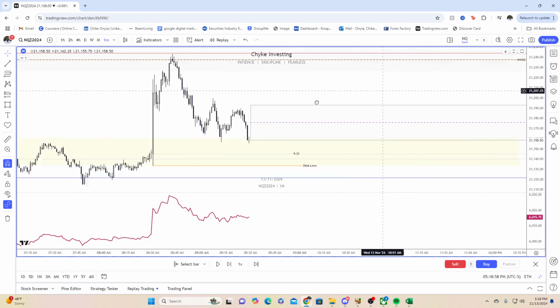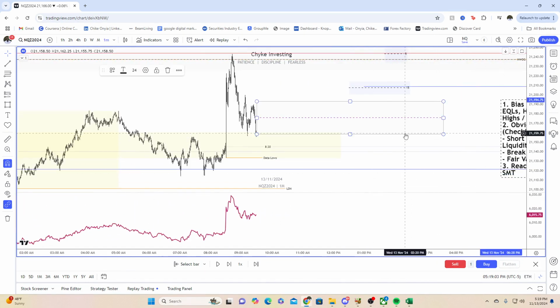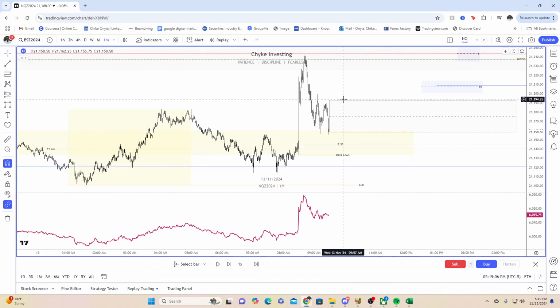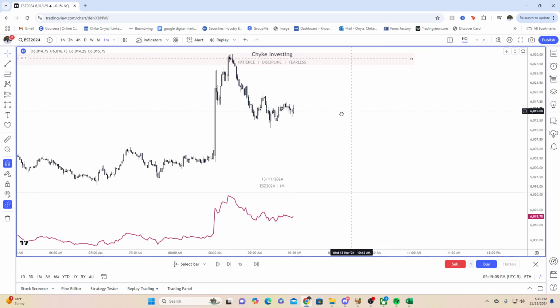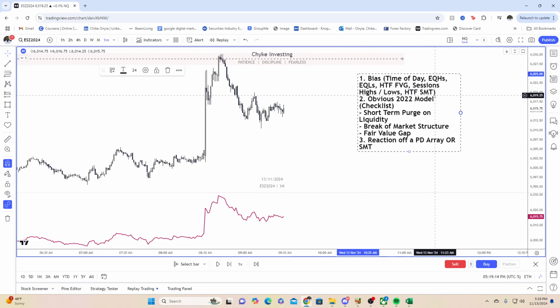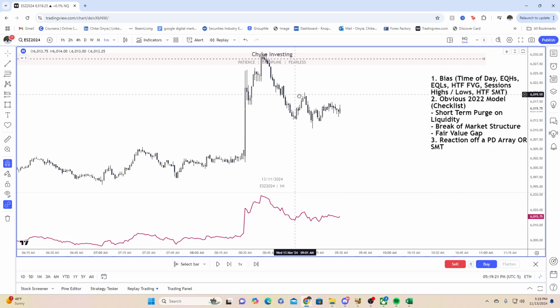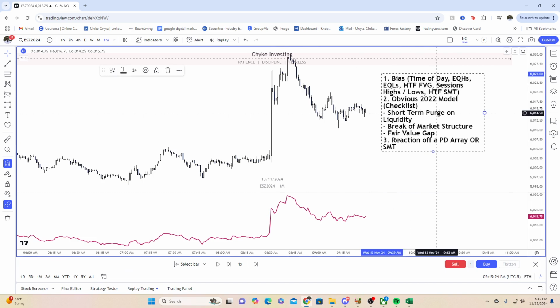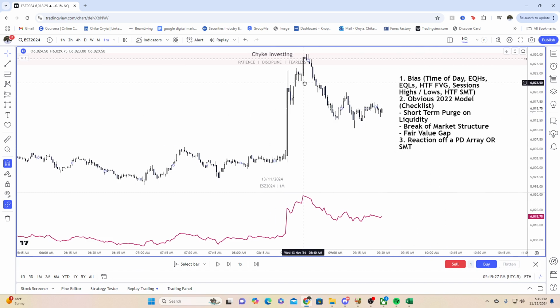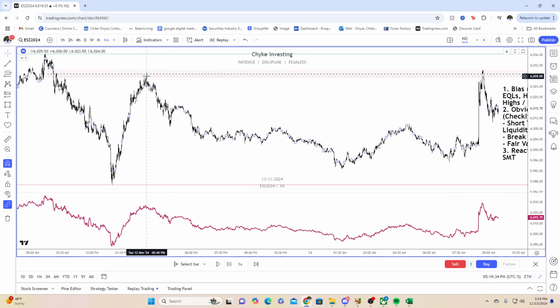that checklist and just grab it. All right. Let's go to that checklist, bring it over here. So we have our bias, one, and we have that reaction off of PD array. All we need now is these three things in the obvious 22 model to form. Short-term purge on liquidity. In essence, this high taken out by this high. That's a short-term purge on liquidity. Even further exacerbated by an external range liquidity that was taken out over here.